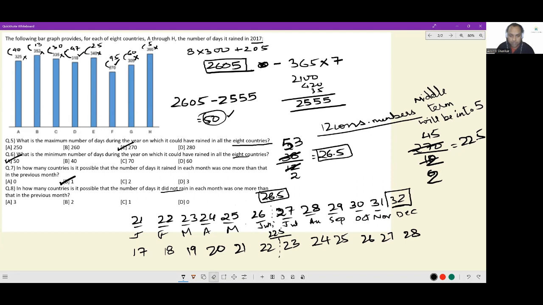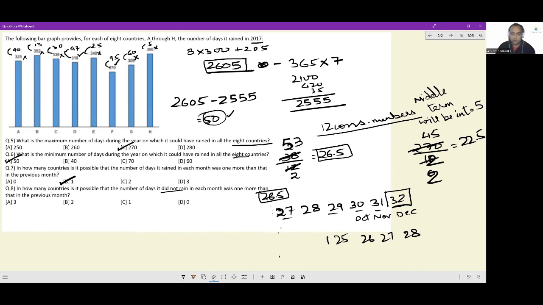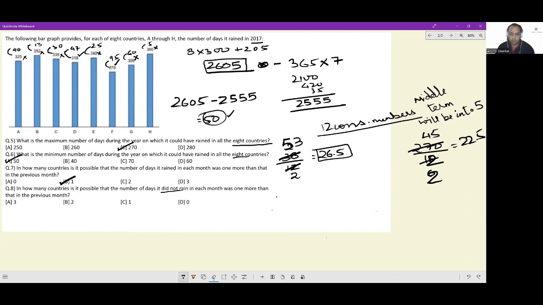Again, using the same template, if I want the number of days on which it did not rain to be in the form of an AP, 12 consecutive numbers, middle term will be integer plus 0.5. So I want the number of days it did not rain to be divisible by 6, but not divisible by 12. Not divisible by 6, not divisible by 6, divisible by 6, not by 12, great. Not divisible by 6, not divisible by 6, divisible by 6, but also divisible by 12, so not possible, and not divisible by 6. So only C has the possibility.